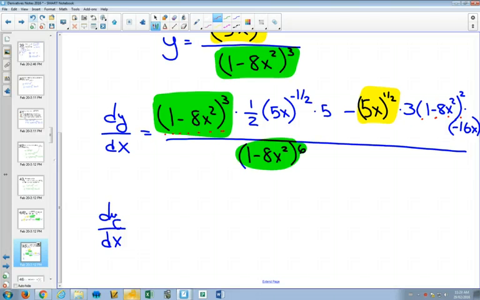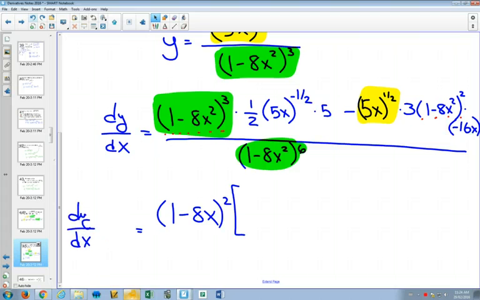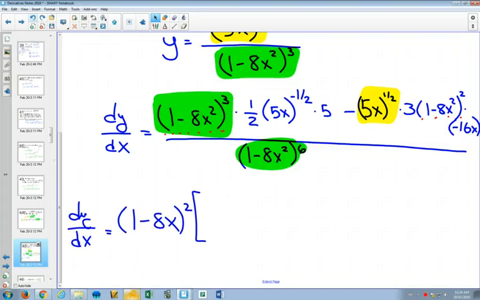So when we notice that both of those 1 minus 8x squareds are in each of those terms, that means we can factor them out. How many can we factor out? We can factor out 2 of them. I'm going to put a big bracket here. I'm already noticing that I'm going to run out of space here. So let's move things over a little bit. There we go.